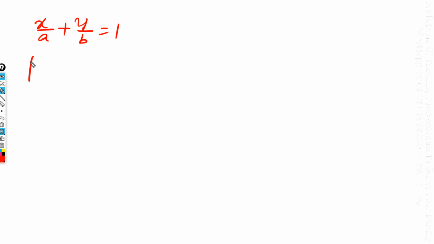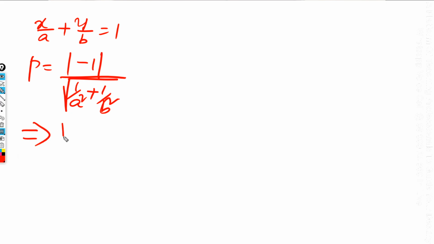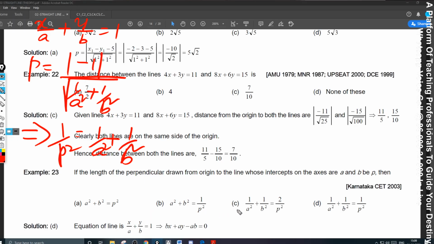Perpendicular distance from the origin is given to be P there. So P is equal to modulus of mod C by root over A square plus B square, that is 1 by A square plus 1 by B square. Square and cross multiply, please. 1 by P square is equal to 1 by A square plus 1 by B square. That's it. That is a condition. This is option D. Okay. Let's clear it off.